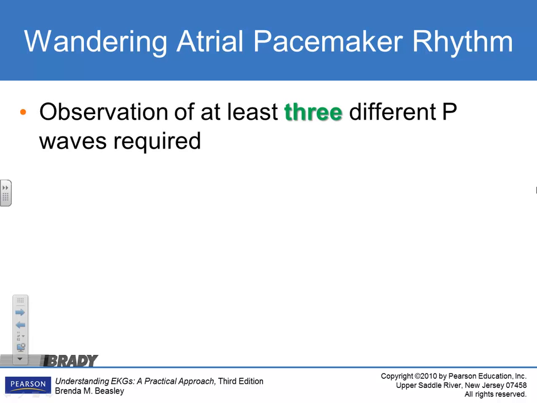Now, for it to be a WAP, it's got to have at least 3 different shaped P waves. So when we're trying to identify our rhythm, when we're looking at the P wave, we say they're upright and the same across the strip. That's what we're looking for. But you're looking at the shape of the P wave. If the shape of the P wave is significantly different, then you've got a wandering atrial focus. But you've got to have at least 3 different for you to call it a WAP.